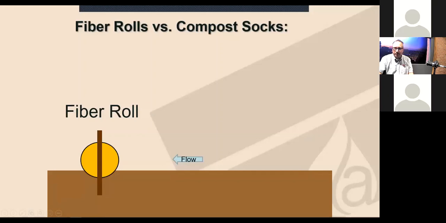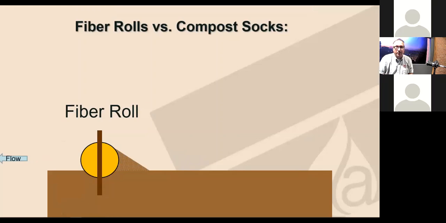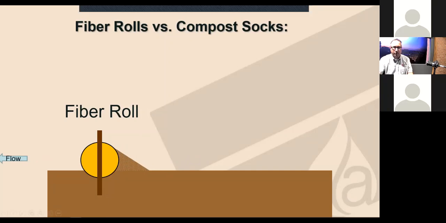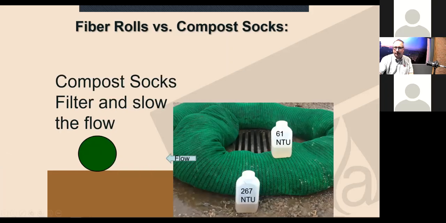So a fiber roll, a lot of people think fiber roll's filtered. They do not. Notice the flow arrow went up and over. Fiber rolls are basically little dams when they're installed correctly. That's what they're meant to do. They're meant to slow the flow and settle out the particles. They're not meant to filter out stormwater. They stop the flow effectively, let it build up and settle out solids.